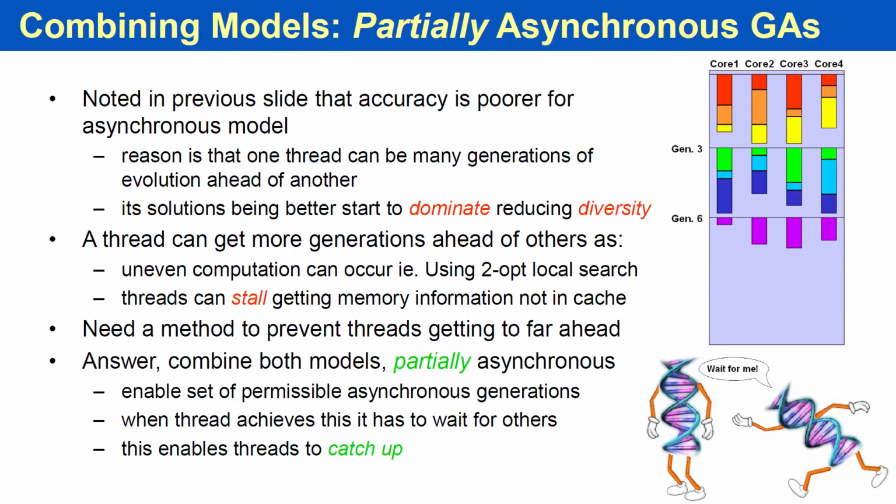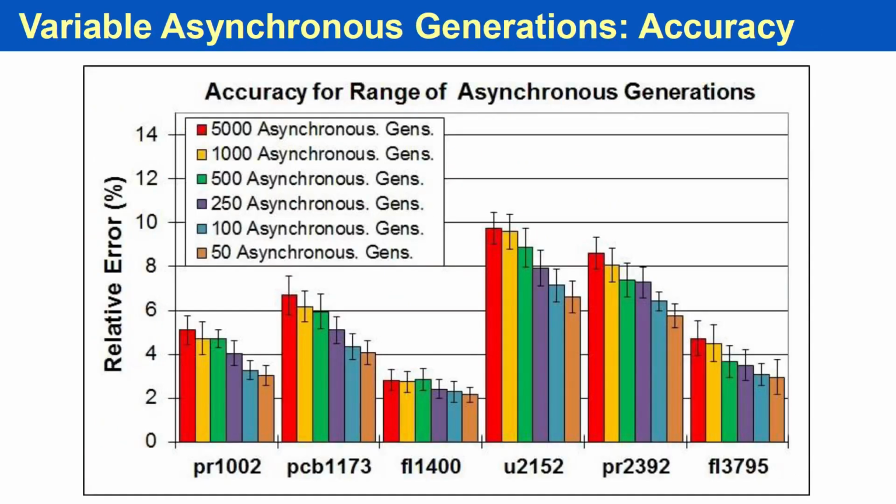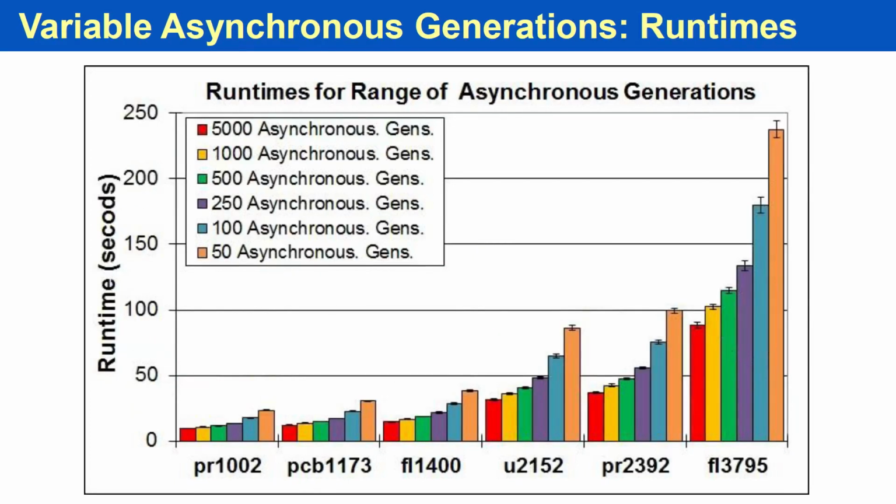And we can see this here. We've tried some different sizes with a population size of 32, and we're using asynchronous generations of 5,000 down to 50, and we can see quite clearly accuracy improves the smaller the number of allowable asynchronous generations. However, this comes at the opposite side of a runtime cost. So we can see as we use very small asynchronous generations, it ends up with the largest computation time. So a balance needs to be struck between the number of partially asynchronous generations and the accuracy that you desire and speed.